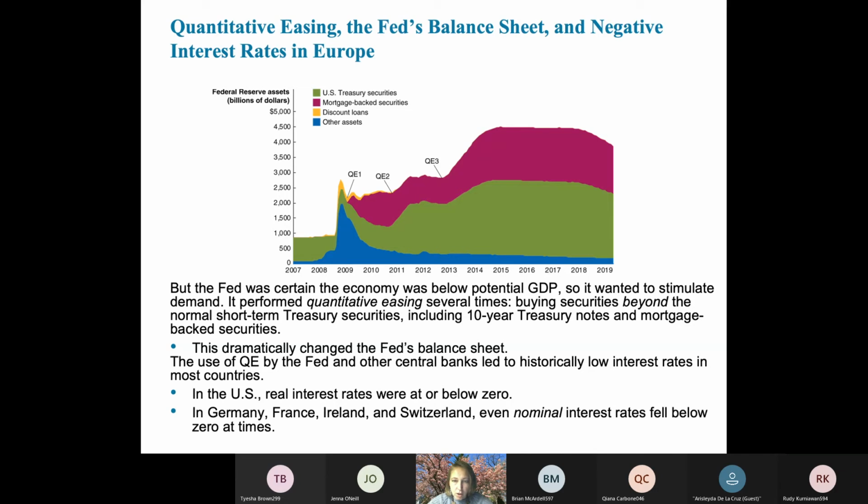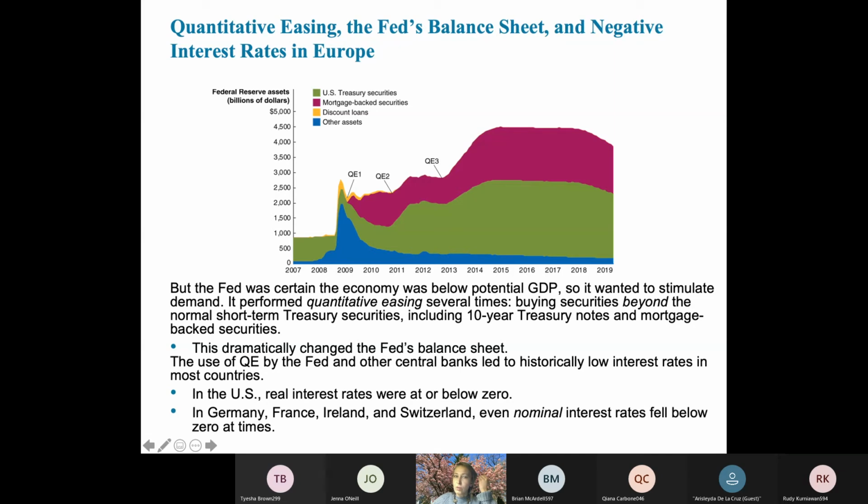Then during the crisis, the Fed bought a lot of private securities, so mortgage-backed securities. See, there is a red area, purple area. Mortgage-backed security is something that the Fed has never bought before, and this was part of the quantitative easing policy.